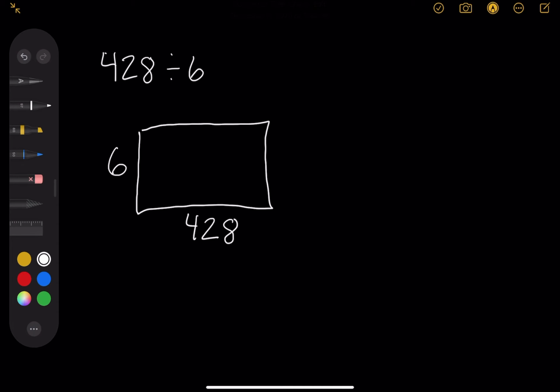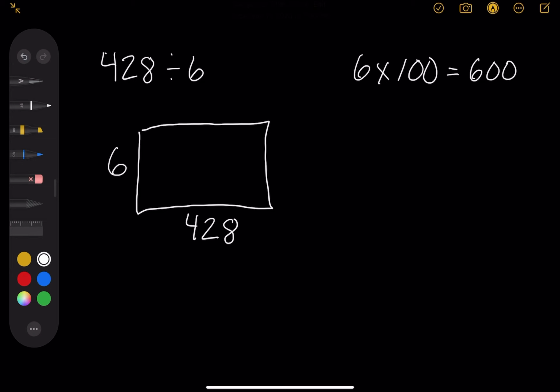Now, 428 is a number in the hundreds. So let me try something. Could I use 6 times 100? Well, 6 times 100 is 600. Now, that number is too high because I only have 428. So, that's not going to work.